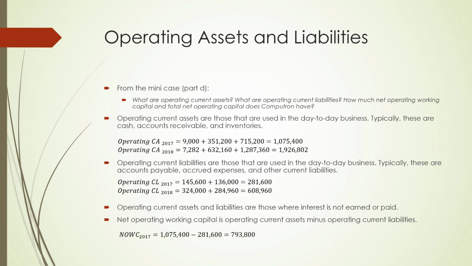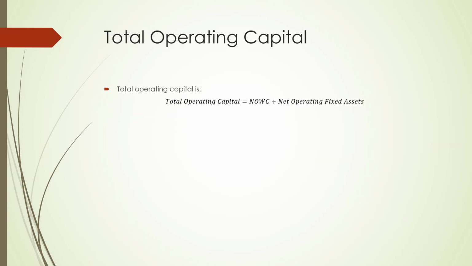So in 2017, operating current assets, as we calculated, is $1,075,400, and operating current liabilities was $281,600. So the net operating working capital in 2017 was $793,800. In 2018, net operating working capital went up to $1,317,842. Total operating capital is simply net operating working capital plus your net operating fixed assets.